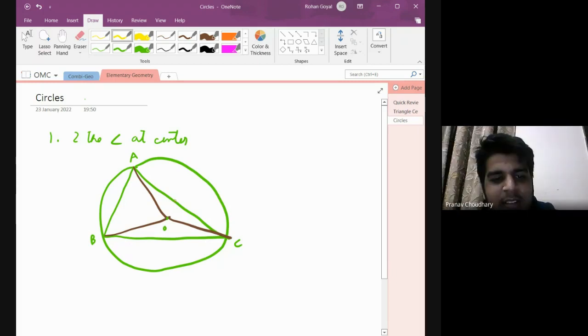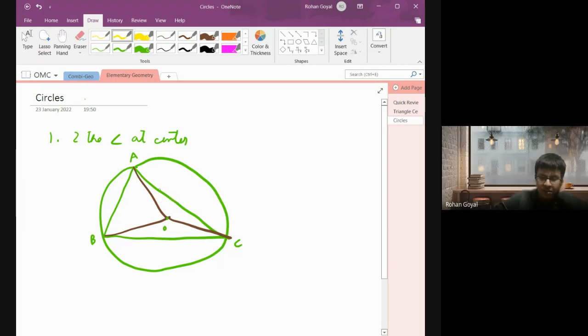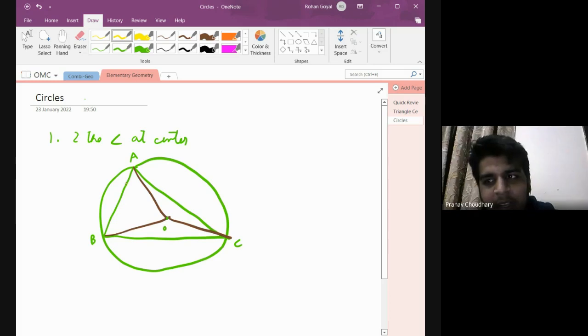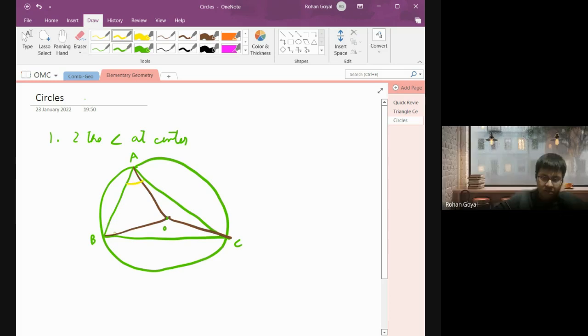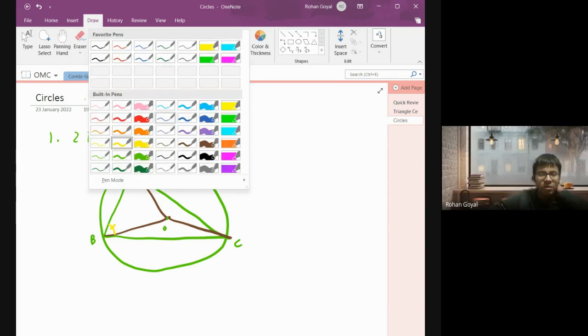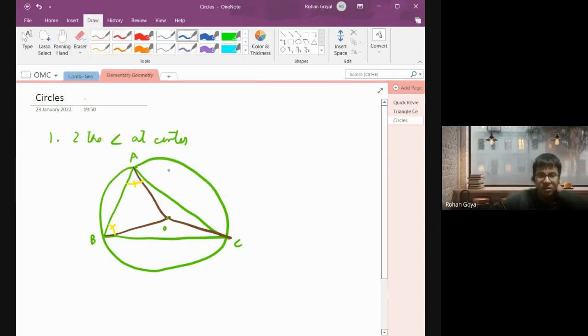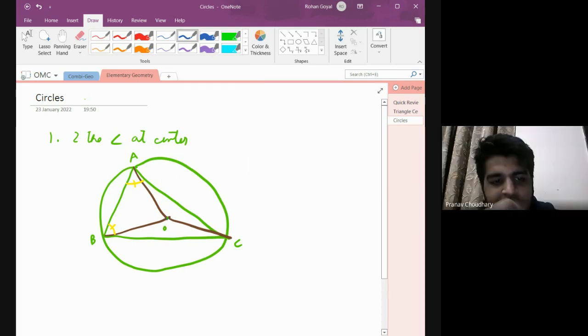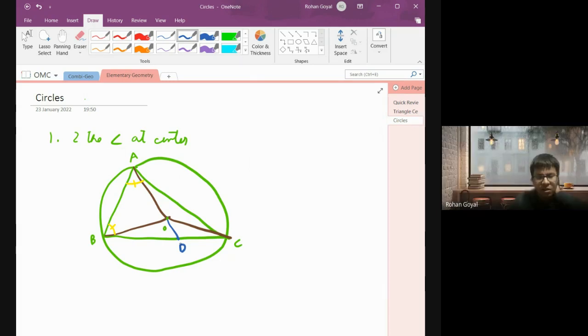So since AO equal to BO, angle OAB equal to angle OBA. Now extend AO a bit to a point. Let me. Yeah. Extend AO to a point D, a random point. Now angle BOD is twice of angle BAO.